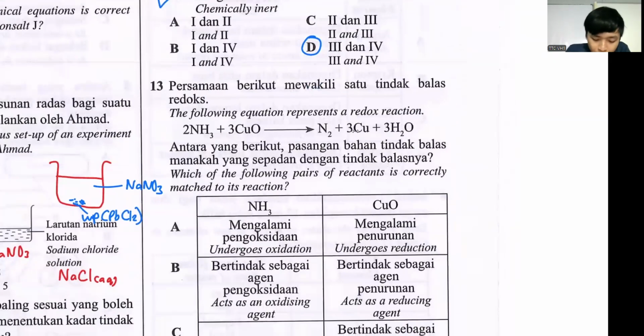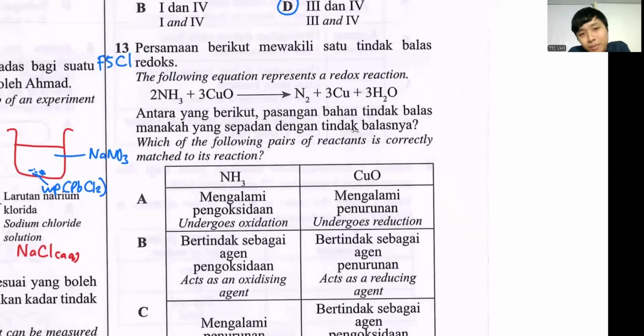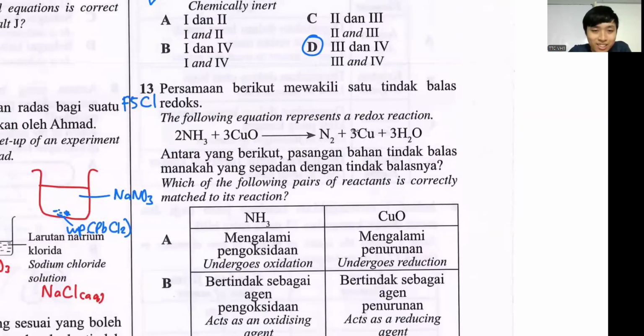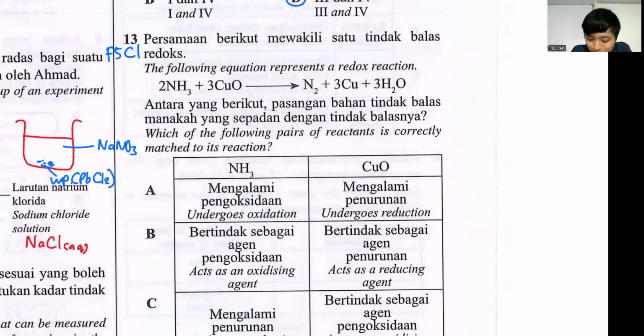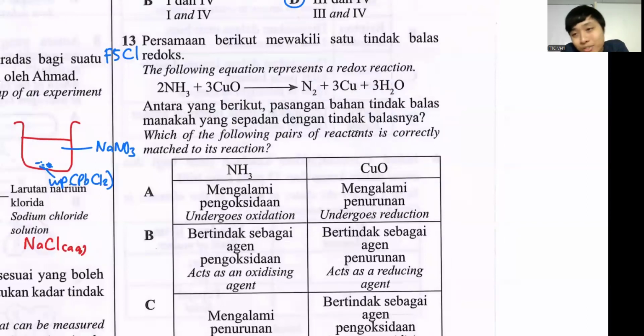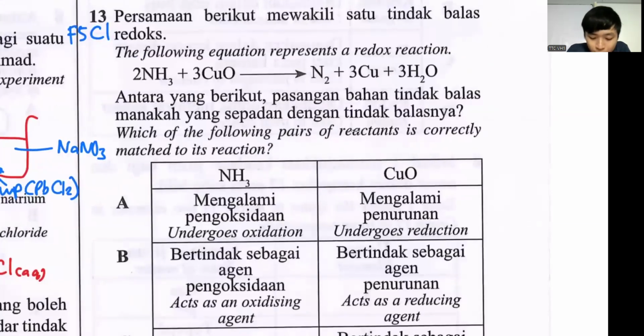Question 13. This is Form 5, Chapter 1. Which of the following pairs of reactants is correctly matched to its reaction? Okay, so this one, I would say the simplest way is just to calculate the oxidation number. The easiest one here you can find is the CuO first. Maybe you ask me, NO3 is a bit difficult, right? But you know, CuO is simplest. So normally Cu is 2 plus, right? So normally Cu is positive 2.